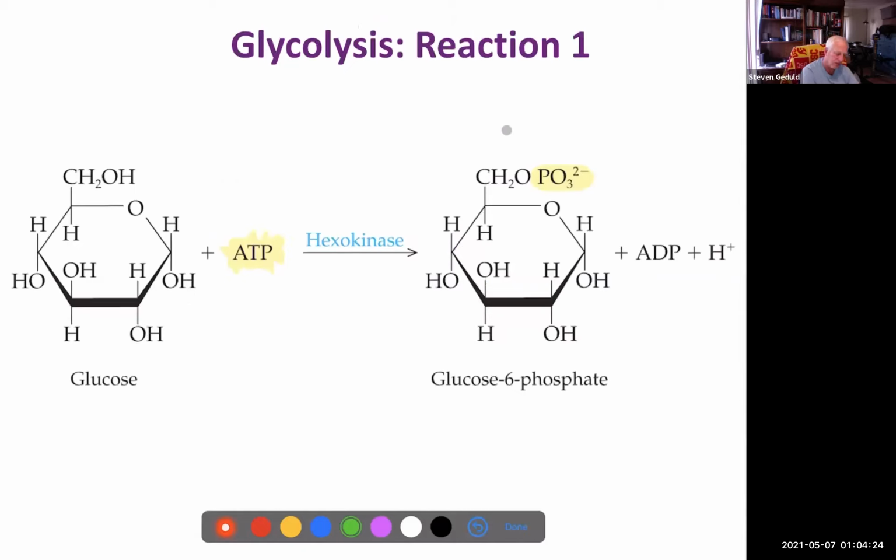And this is glucose. Okay, we add ATP, with hexokinase it's going to go to glucose 6-phosphate and give you ADP plus a hydrogen. So now we got glucose 6-phosphate.